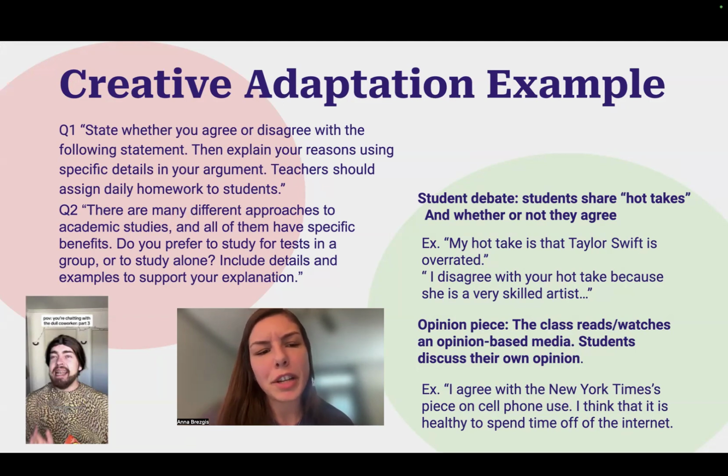Do you prefer to study for tests in a group or to study alone? Include details and examples to support your explanation.